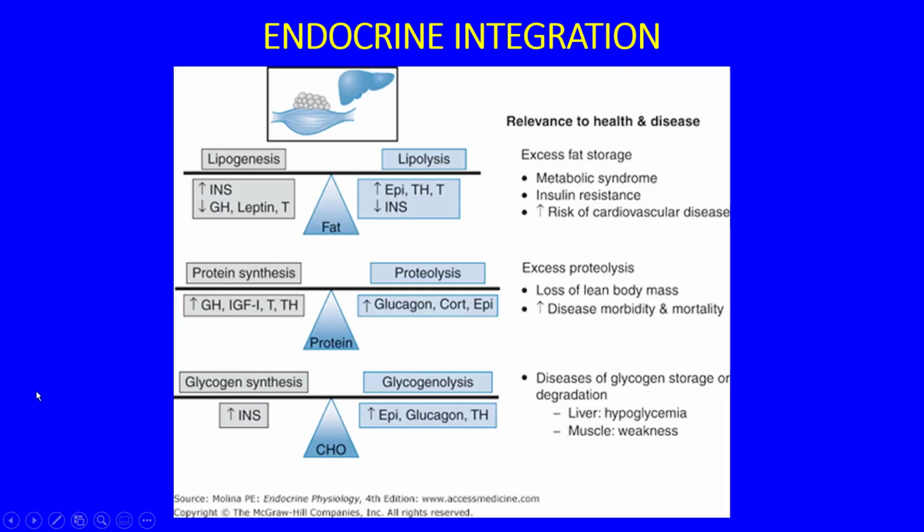As you can see in this chart here, which is from your text, you have basically the breakdown of fat, protein, and carbohydrates. Basically, how does this relate to health and disease? Well, if we have excess fat storage, you're facing the possibility of metabolic syndrome, insulin resistance, and an increase in cardiovascular disease. If you have an excess of proteolysis, you have a loss of lean body mass and increased risk of disease, morbidity, and mortality. If you have, shall we say, diseases of glycogen storage or degradation in the liver, you could end up with hypoglycemia and muscle weakness.